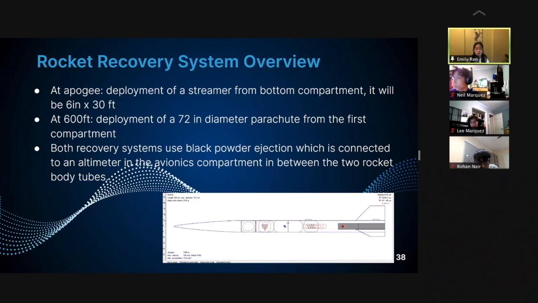For our rocket recovery system, at apogee, the streamer is deployed from the bottom compartment, and it will be 6 inches by 30 feet. And at 600 feet, the 72-inch diameter parachute will be deployed from the first compartment. Both recovery systems use black powder ejection, which is connected to an altimeter in the avionics compartment in between the 2 rocket body tubes.